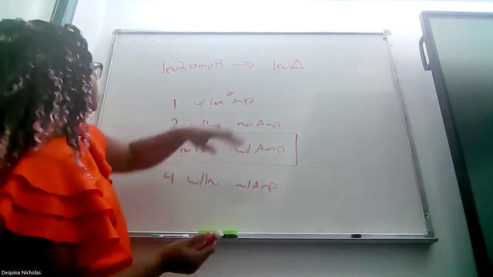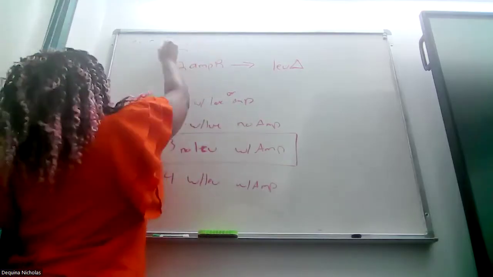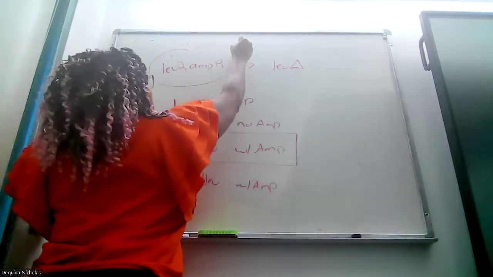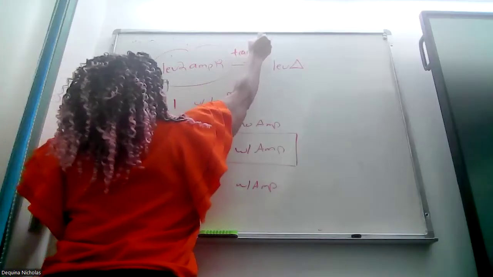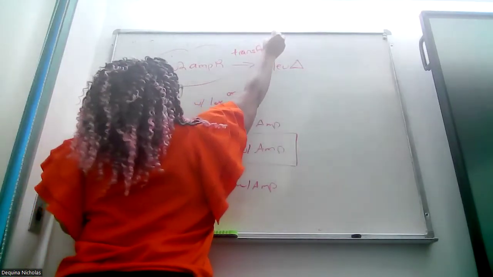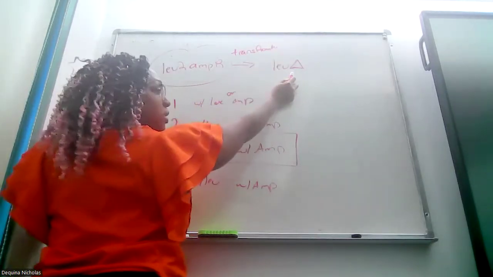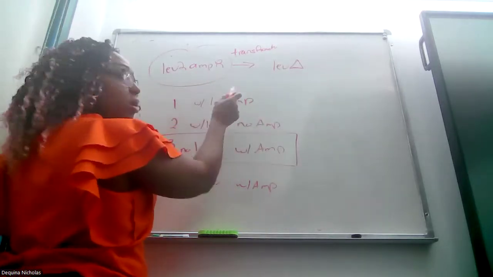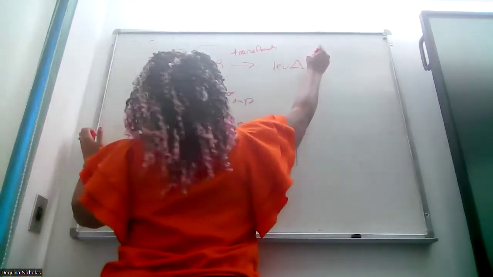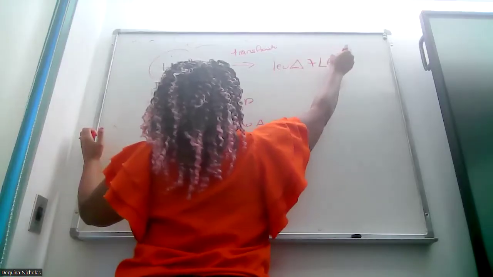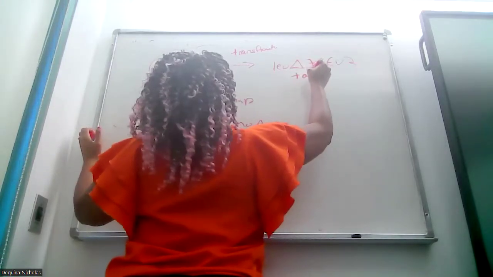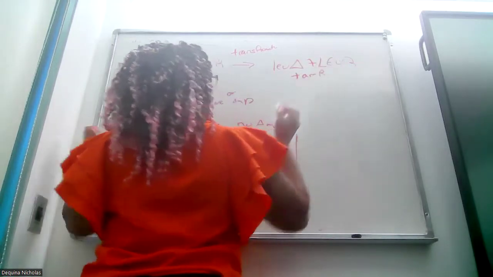Whenever it transports, think of this as a plasmid, this is the genetic material. When we do transformation, this genotype is taking up these new genes. So think of it as like leu delta, plus now I have this gene, and plus now I have ampicillin resistance. So it's not a knockout.